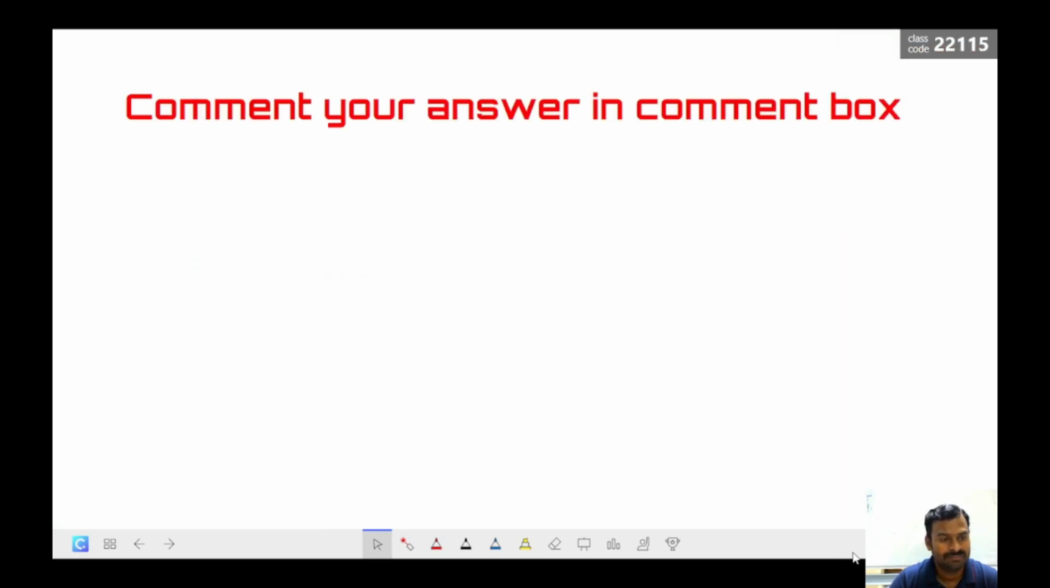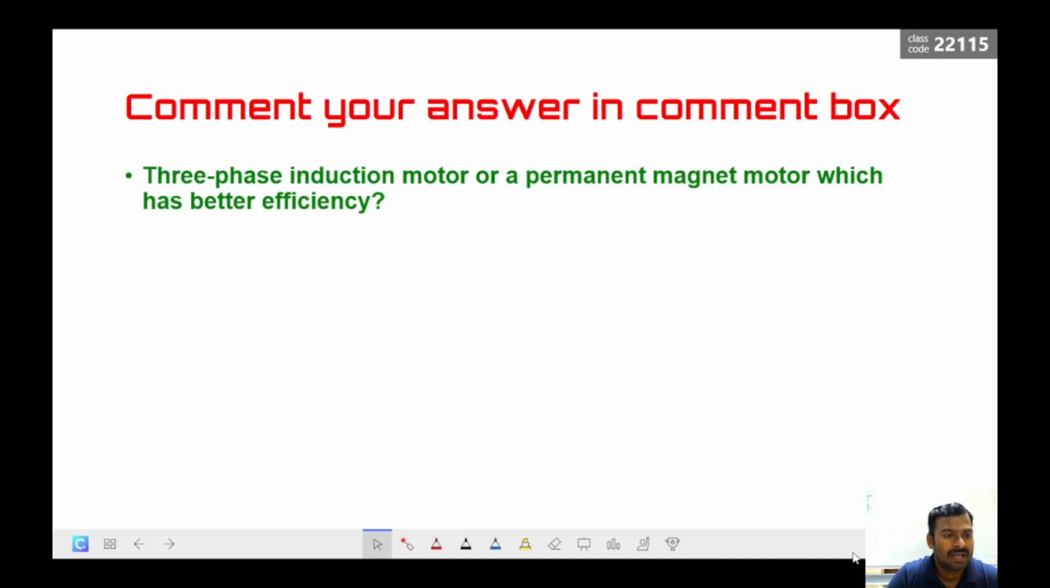So let us start with a small question. If you know the answer, please let me know in the comment box. A three-phase induction motor or a permanent magnet motor, which has better efficiency? Why do I ask about these two types of motors? Because car manufacturers are using these types of motors in EVs most widely. So we must know which motor has better efficiency or is better for performance, so that why they choose these motors over other types of motors will be answered from that question.